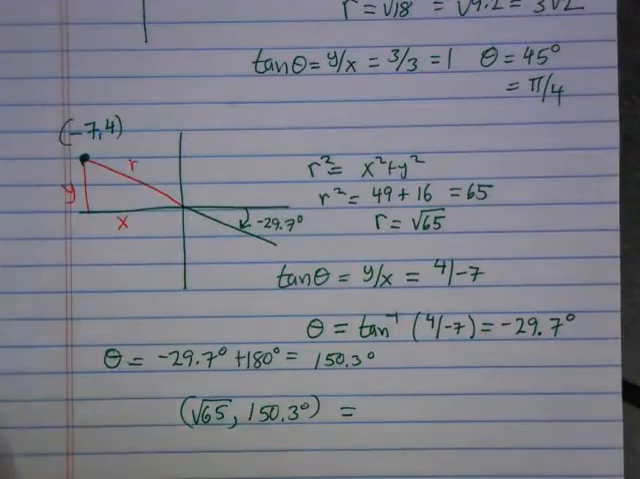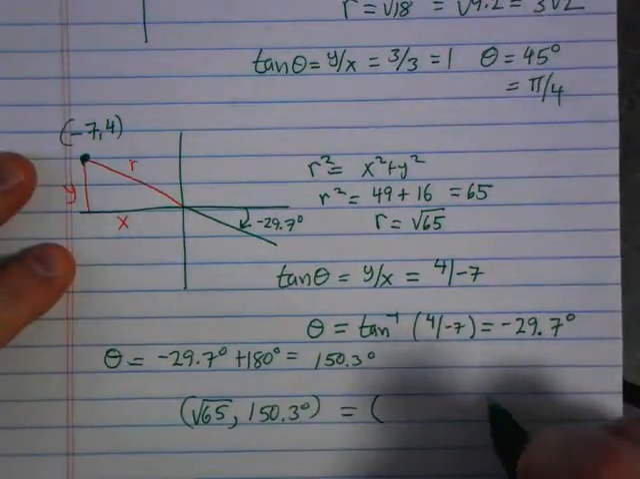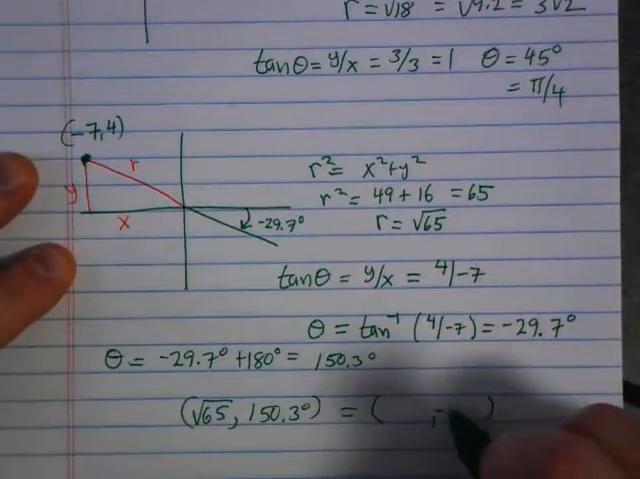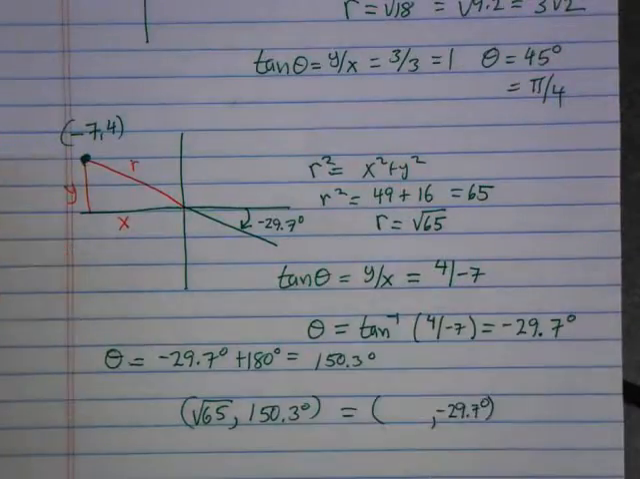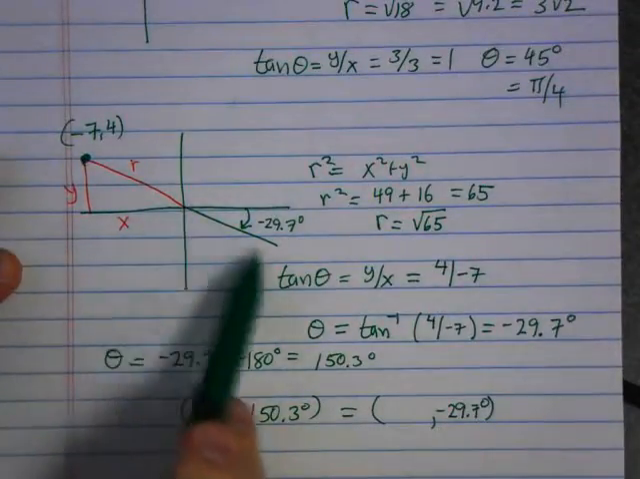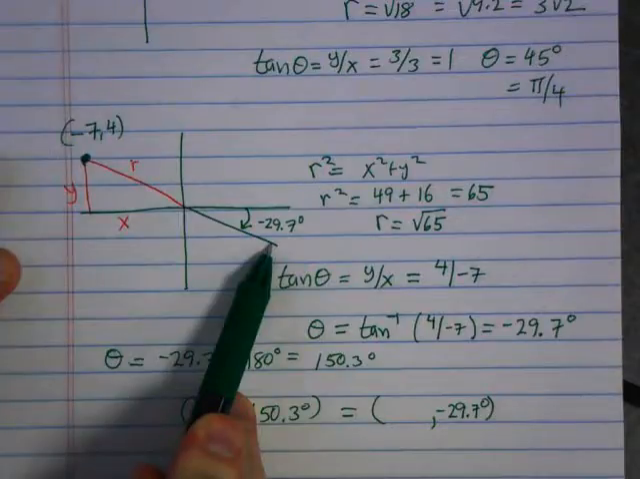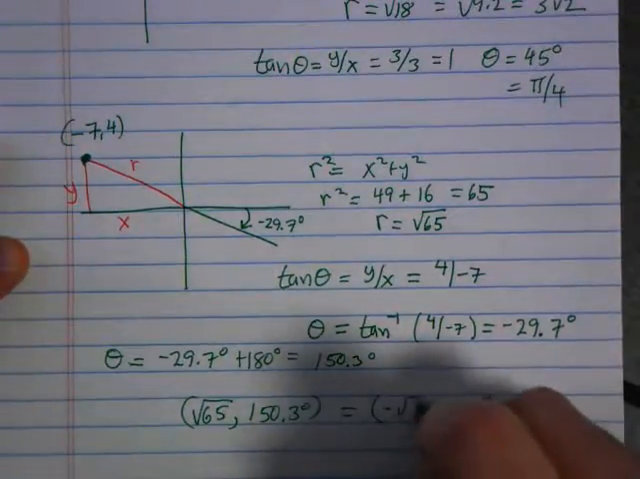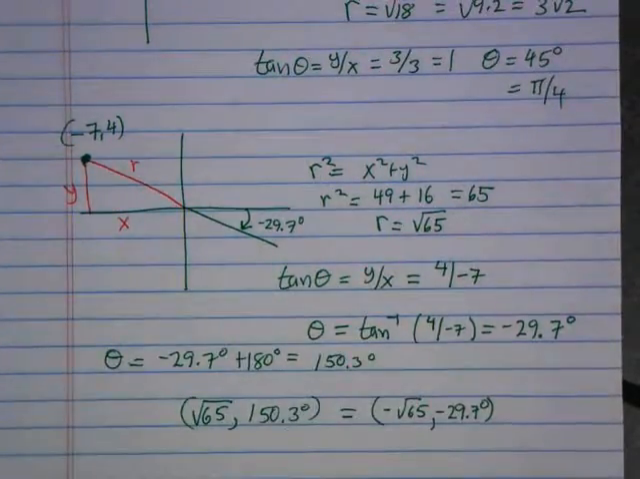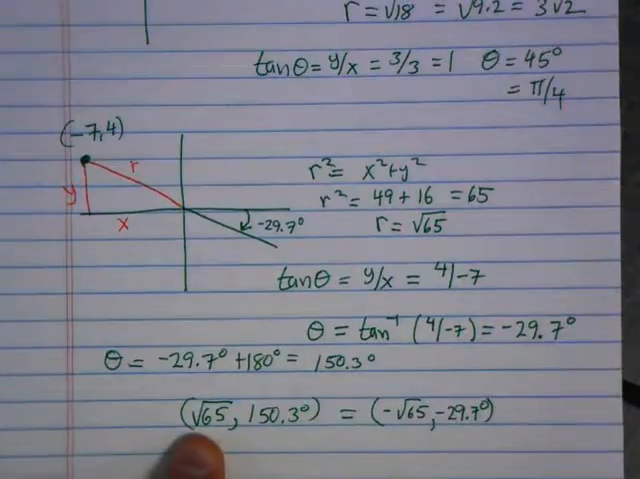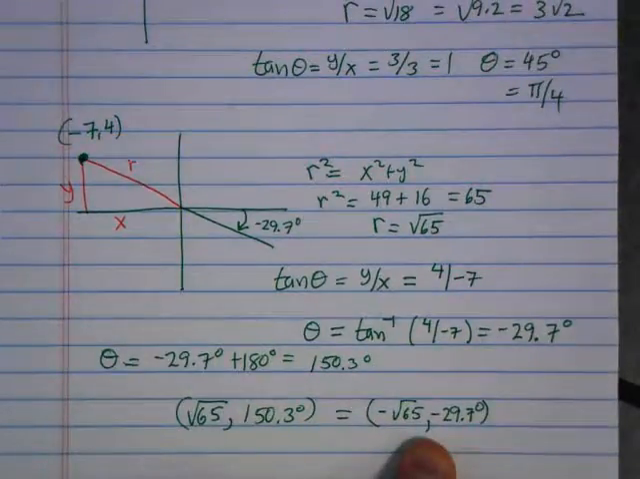Another correct answer would be I could leave my angle as a negative number, which means I would be down here and then make my r negative. So that would be my other choice. Again, this is my personal preference. I prefer the r to be a positive number, so I would write r as the square root of 65, and then I would add 180 degrees. But that is another correct answer.